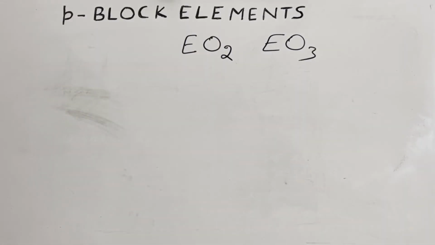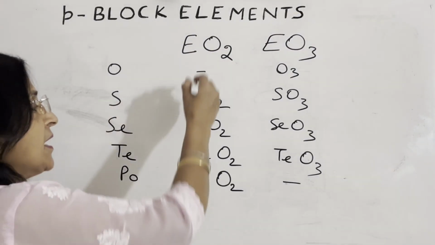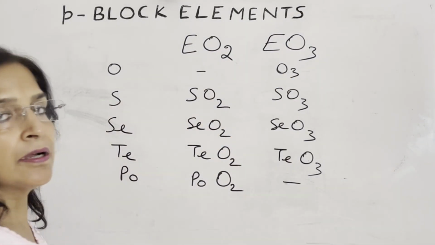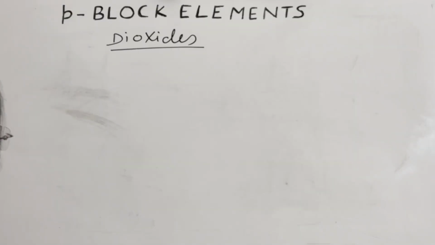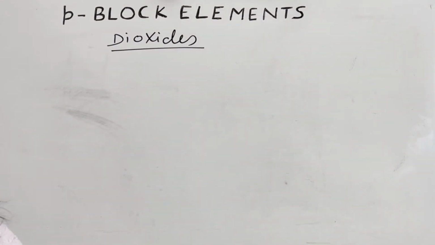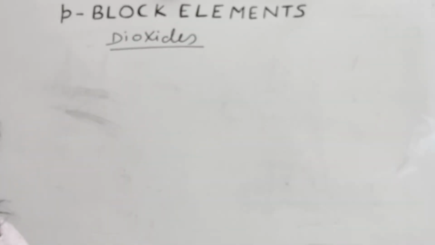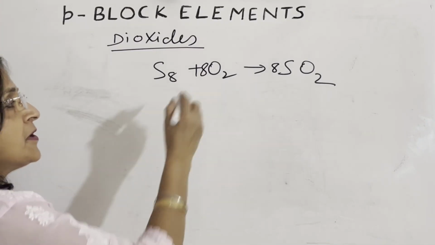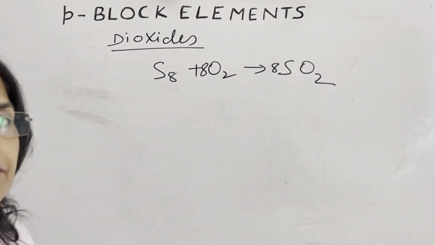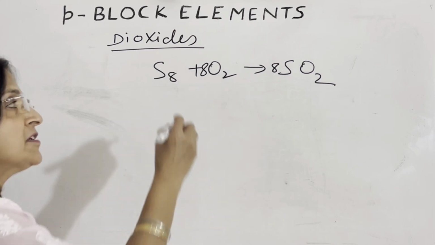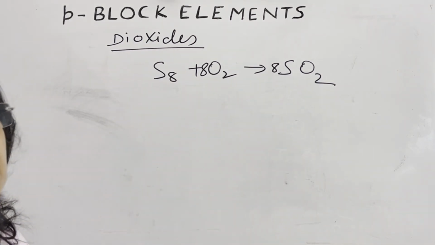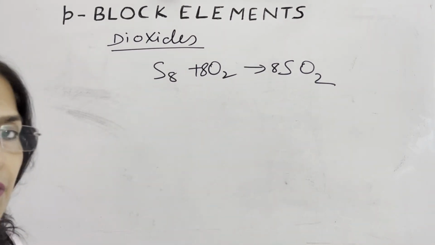These elements form two types of oxides, EO2 and EO3. E stands for element. These are the dioxides and these are the trioxides of these elements. How are the dioxides prepared? When the element is burnt in air, dioxides form. For example, when sulfur is burnt in air, sulfur dioxide forms. Similarly, for other elements, when they are burnt in the presence of oxygen, their corresponding oxides are formed.